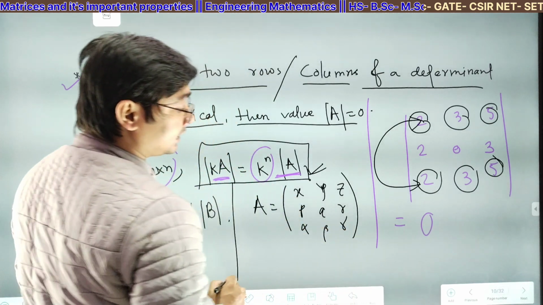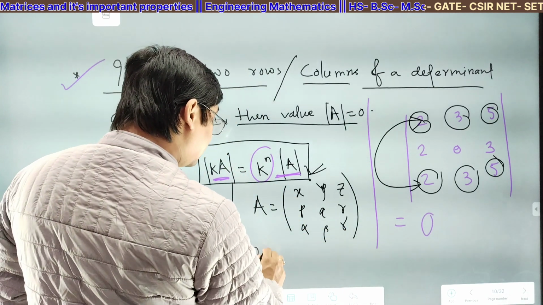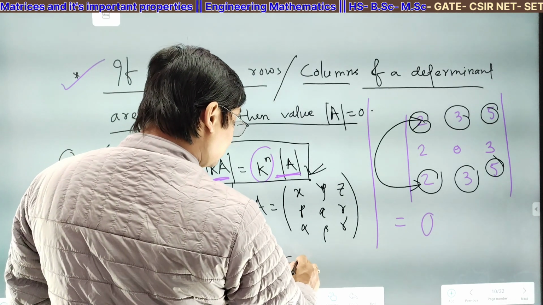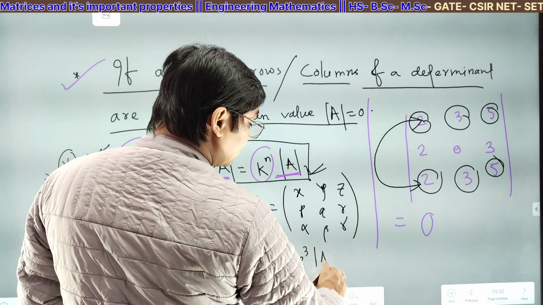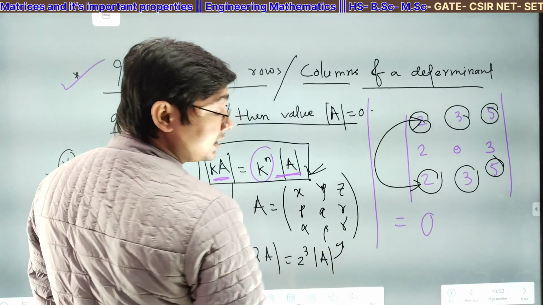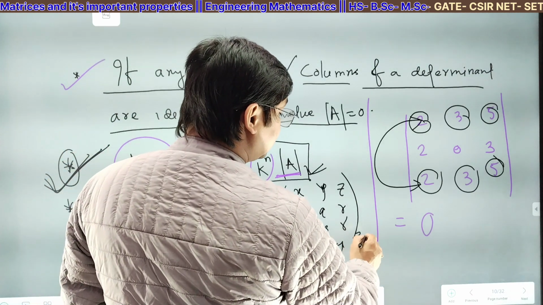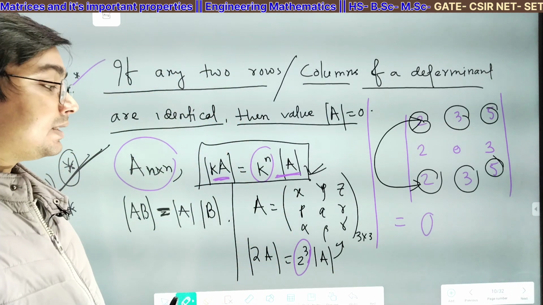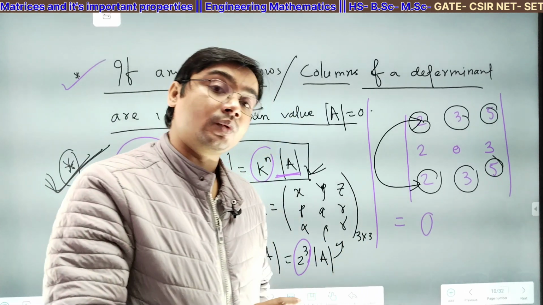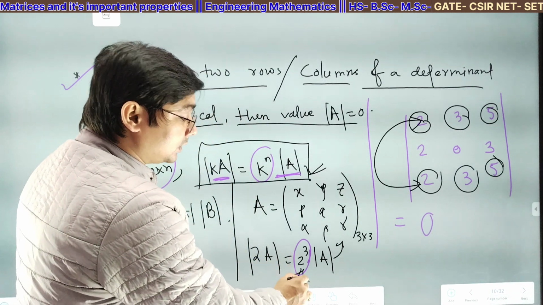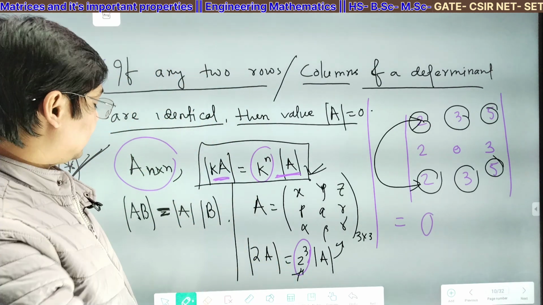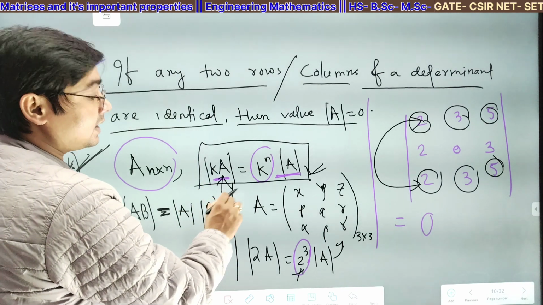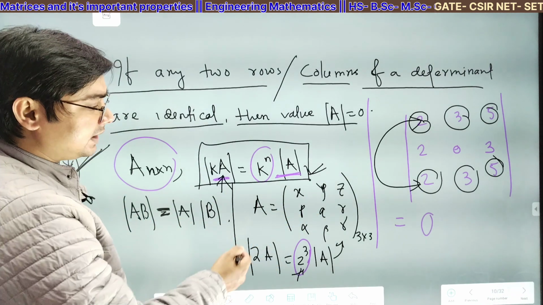Suppose this is our A matrix, then what will be the determinant of twice A? This will be 2 to the power 3 times the determinant of A. Why? Because our matrix is a 3 by 3 matrix. That's why I put 2 to the power 3. If we consider a matrix of order 4 by 4, then here it will be 2 to the power 4. Yes, and you can easily verify this property. Just take any small matrix with some numerical entries.